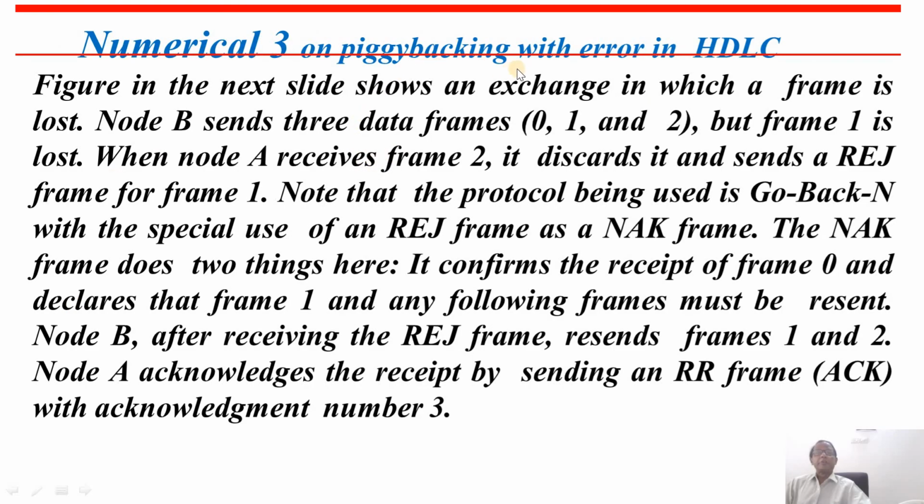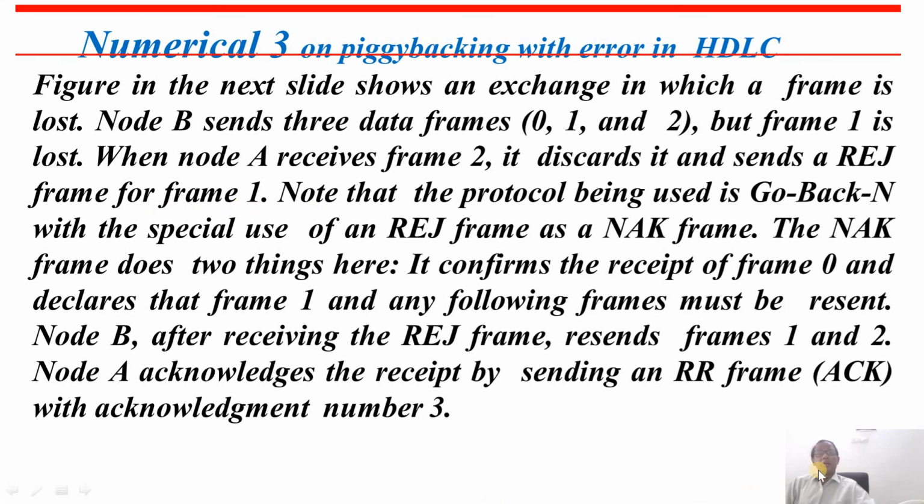Okay, the piggybacking method with error in HDLC takes place like this. An exchange in which a frame is lost. Node B sends 3 data frames 0, 1, 2, but frame 1 is lost. When node A receives frame 2, it discards it and sends a rejection for frame 1.